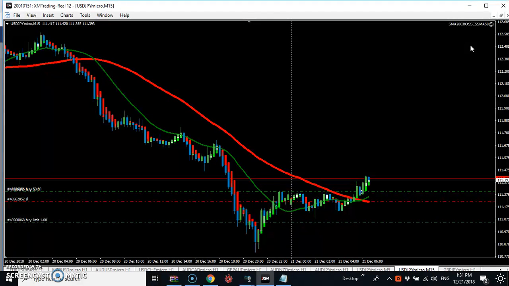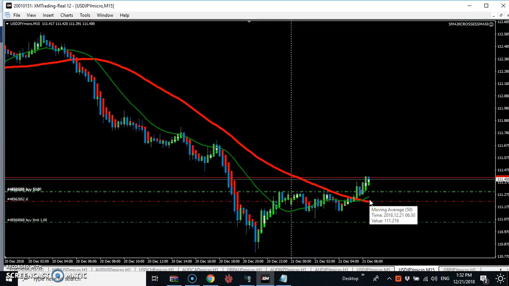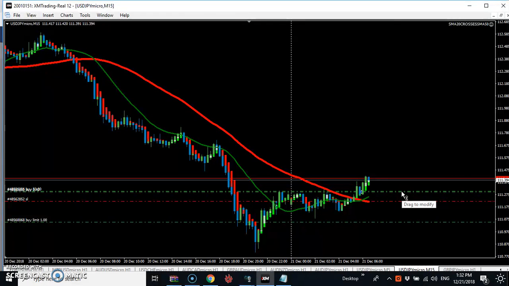You see, it took 24 hours for the crossover to happen, and this crossover just happened. As you can see, the price is sitting above the crossover, and as you can see, the entry right here, these are the entries. This is what is called the perfect entry.